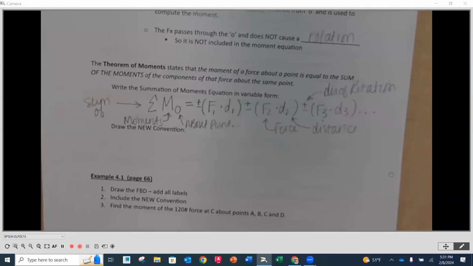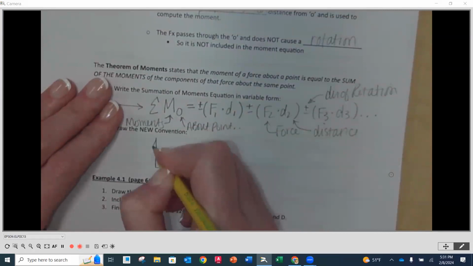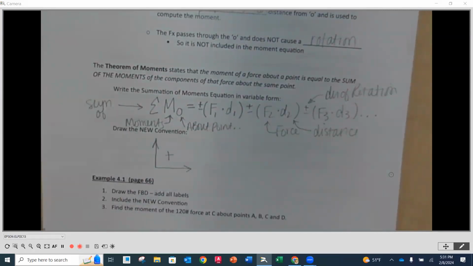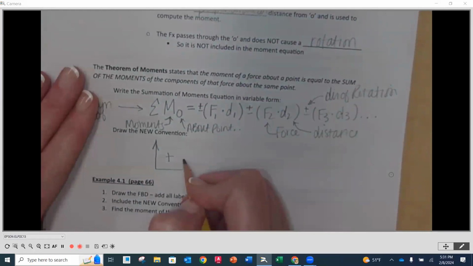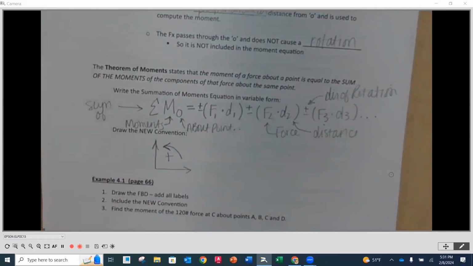Now, to get the direction of rotation, we need to add to our standard convention. So we're going to draw a new convention. Parts of it are the same: everything in the X direction to the right is positive, up in the Y direction is positive, and anything rotating counterclockwise is also positive. So we're adding that rotation onto our convention. That's the new convention, and that's what we're going to be using from here on out for every single problem.